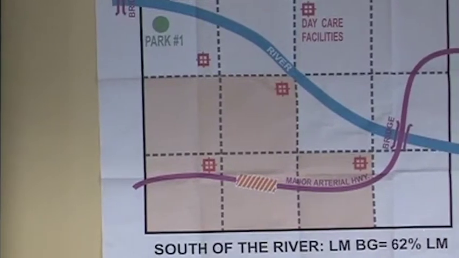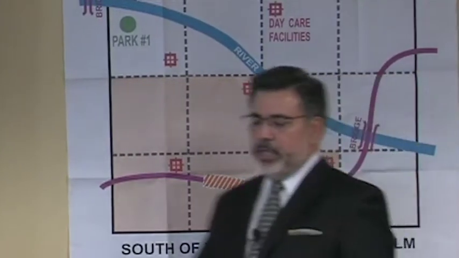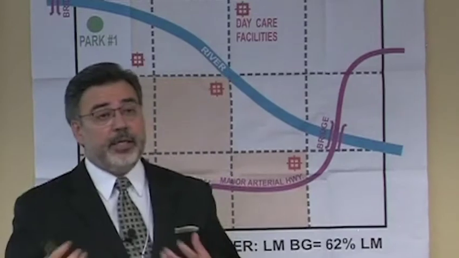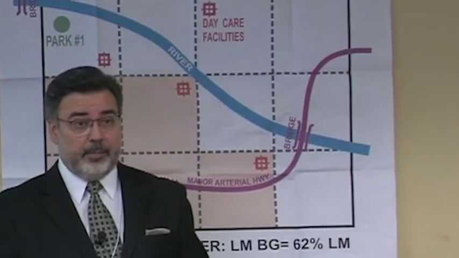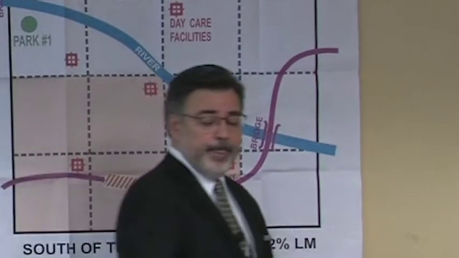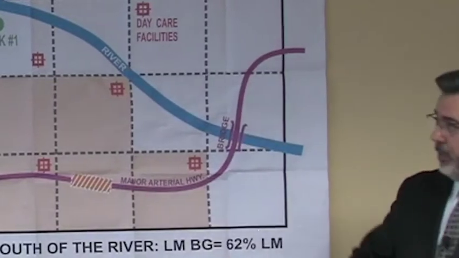So most likely, these communities have very few areas that are low and moderate income, I'm going to assume, okay? And that's why your number is actually much lower.